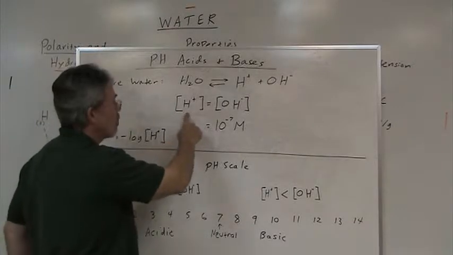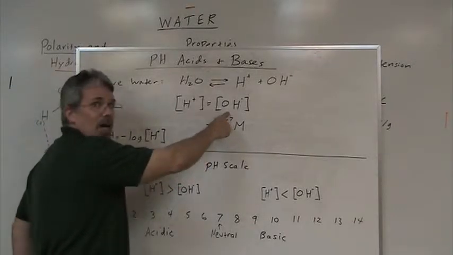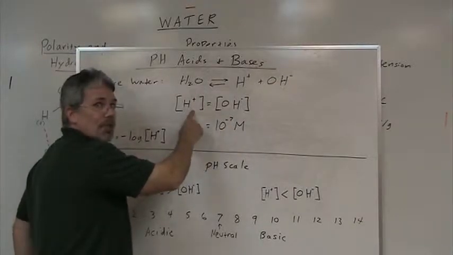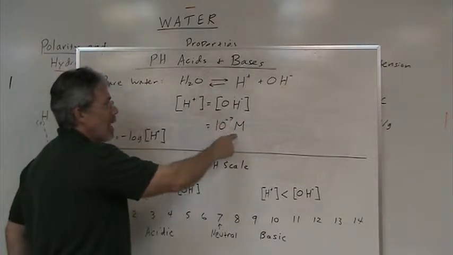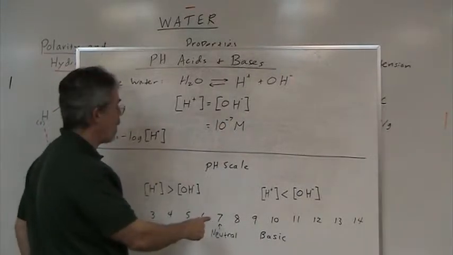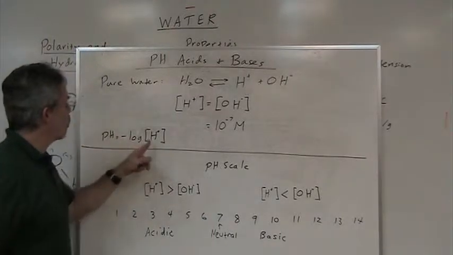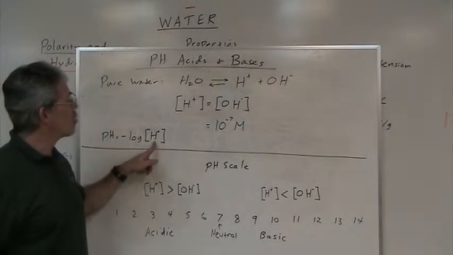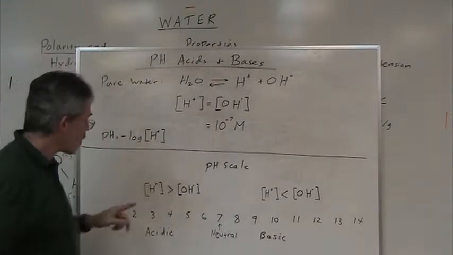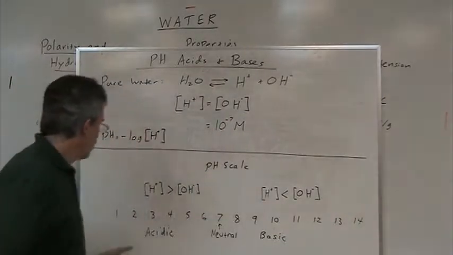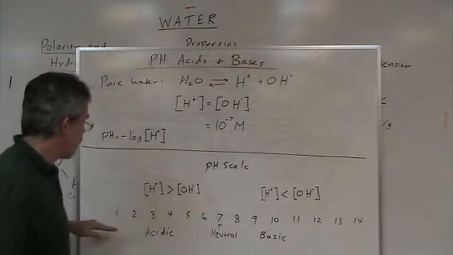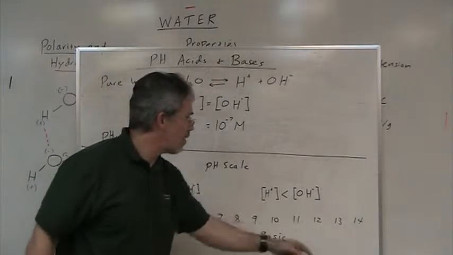So therefore, the concentration of the hydrogen ion, written like this, is equal to the concentration of the hydroxide ion. And the actual hydrogen ion concentration is 10 to the minus 7 molar. That's where the 7 comes from in the pH scale. pH is the negative logarithm of the hydrogen ion concentration. In other words, that exponent dropping the minus sign. So here we have the pH scale ranging from 1 to 14. 7 is neutral. Numbers below 7 are acidic. Numbers above 7 are basic.